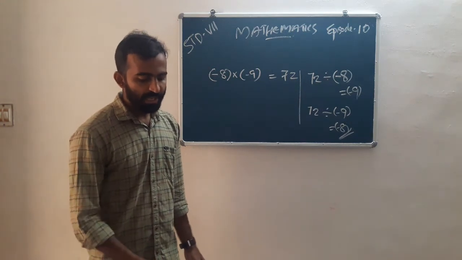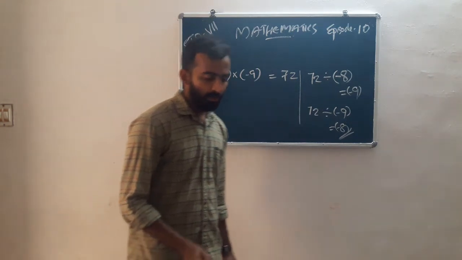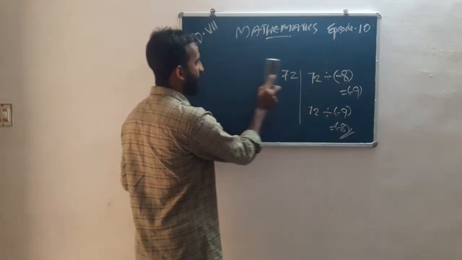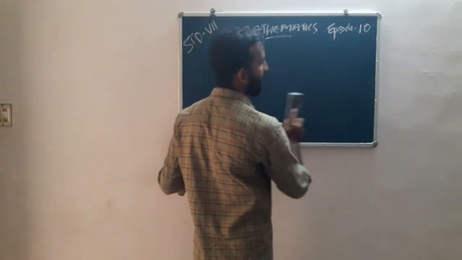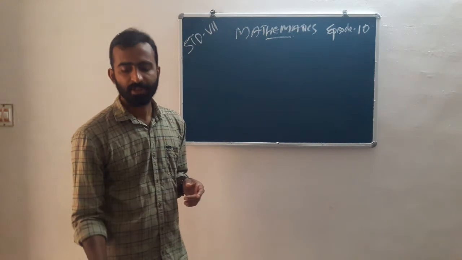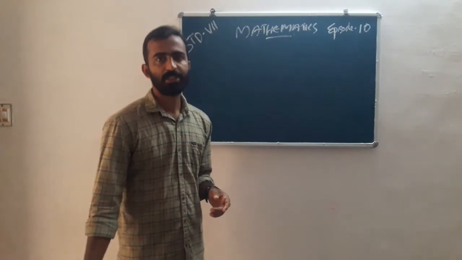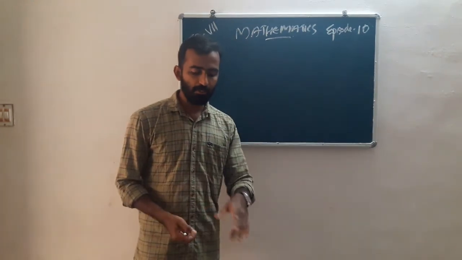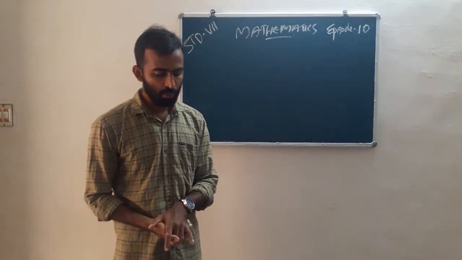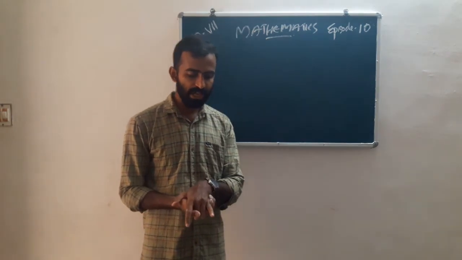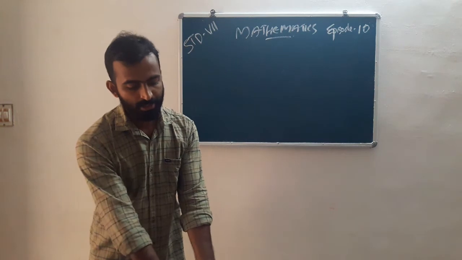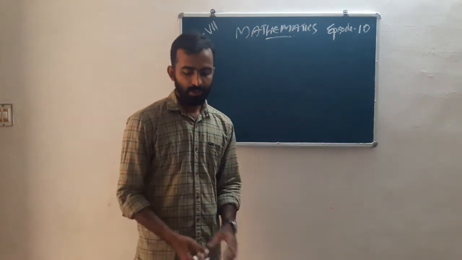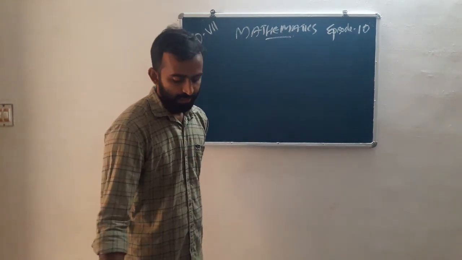Following like this, can you complete the table? Yes, that is your homework. Write in your notebook and complete the table. Page number is 22 and the question is: observe the following and complete it.